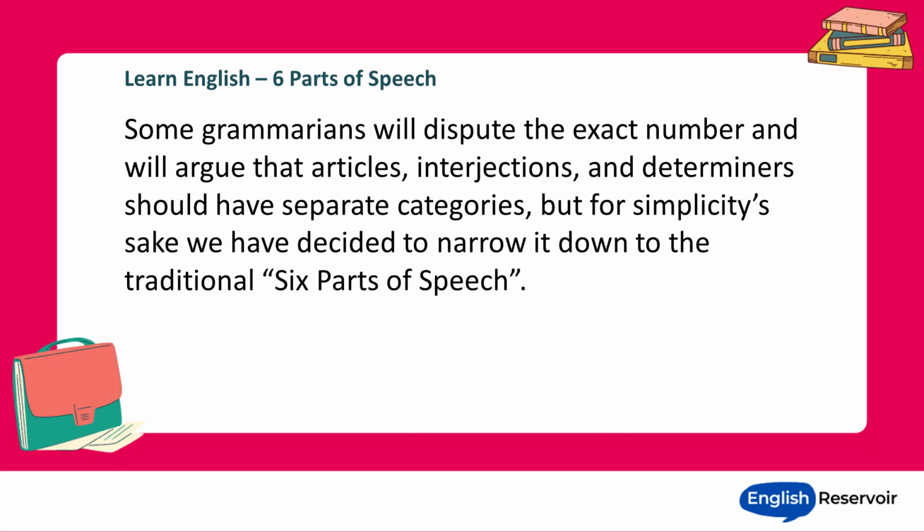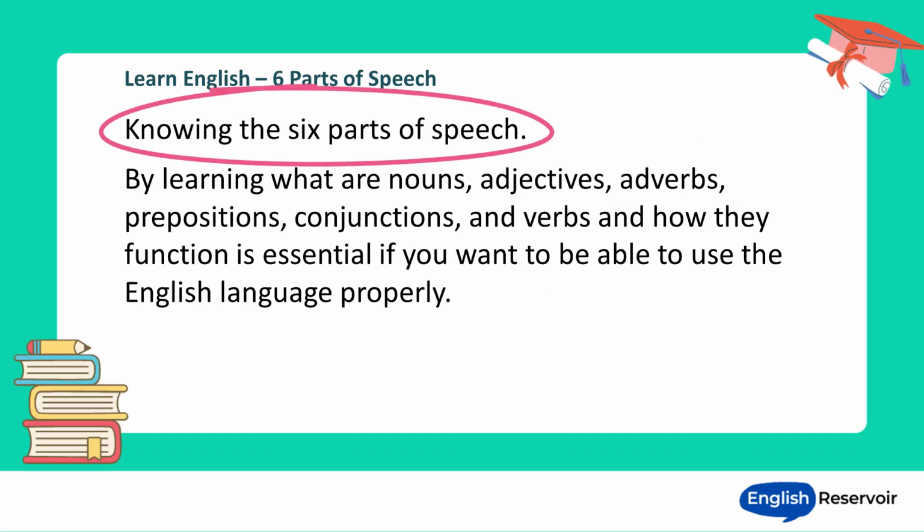Some grammarians will dispute the exact number, and will argue that articles, interjections, and determiners should have separate categories, but for simplicity's sake, we have decided to narrow it down to the traditional 6 parts of speech. Knowing the 6 parts of speech. By learning what nouns, adjectives, adverbs, prepositions, conjunctions, and verbs are, and how they function, is essential if you want to be able to use the English language properly.